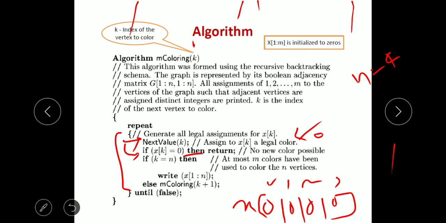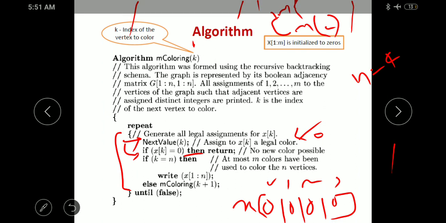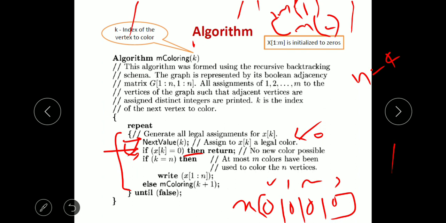Are you understanding? So if I have made a call to mColoring of 2 and I did not find a proper legal color for the vertex 2, then it returns a 0. So when it returns a 0, I move back to mColoring of 1. So this is how backtracking is taking place. Please remember this particular line: if x of k is equal to 0, then it is used for backtracking.